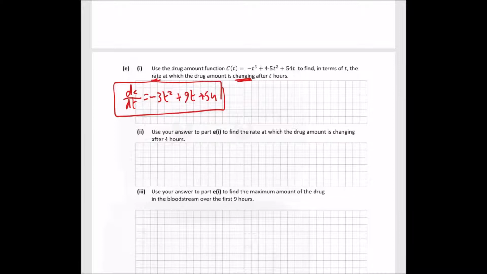Use your work in part E(i) to find the rate at which the drug amount is changing after 4 hours. Okay, so we take this new function and we put in 4. So minus 3 times 4 squared plus 9 times 4 plus 54. And we get 42 units per hour.